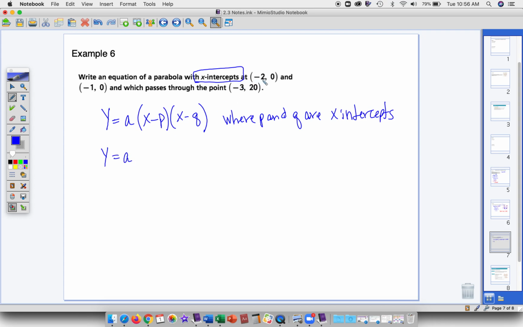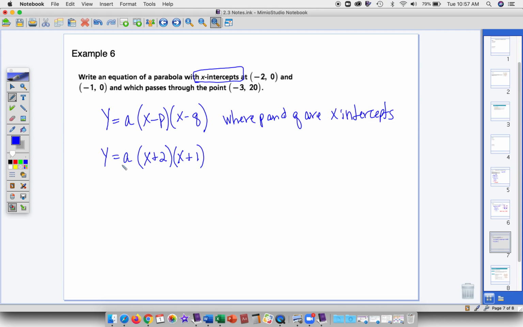So if the first one is -2, x minus a -2 becomes x plus 2. Or think about it this way: the factor that gave us an x-intercept of -2, or a solution of -2, would be the factor x plus 2. The other one is -1, so that factor would be x plus 1 for the same reason.